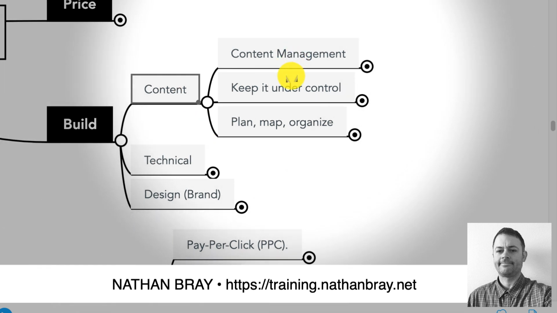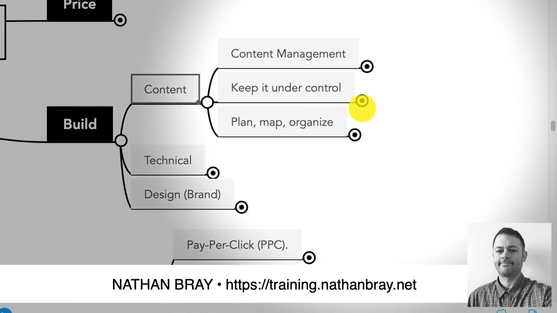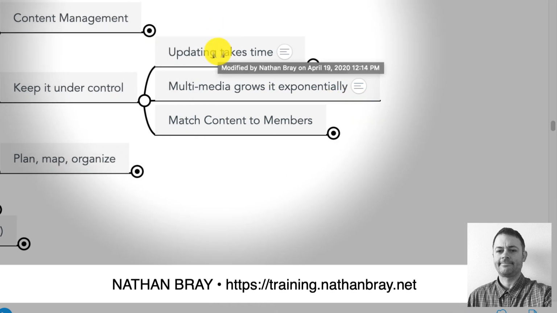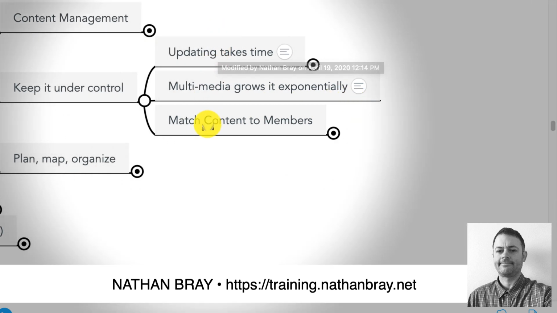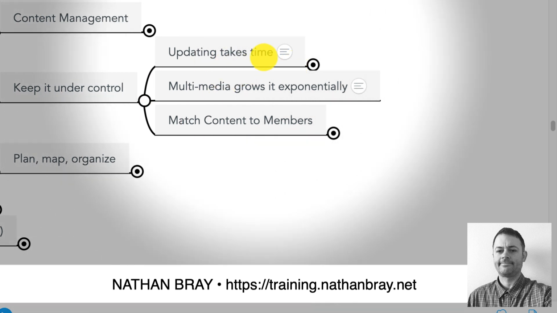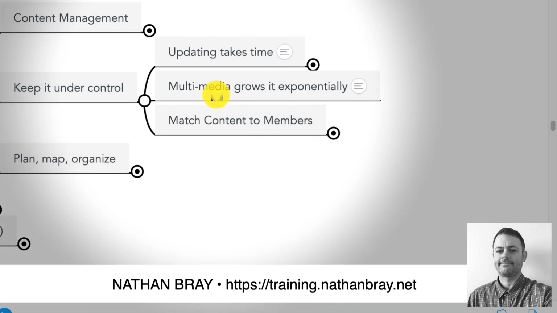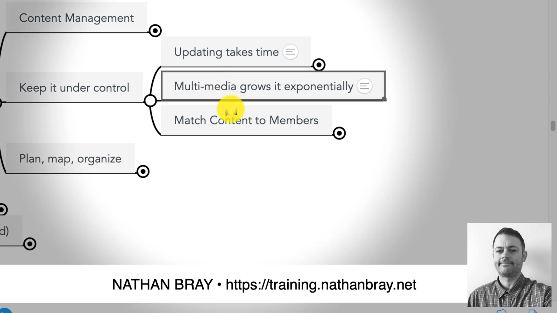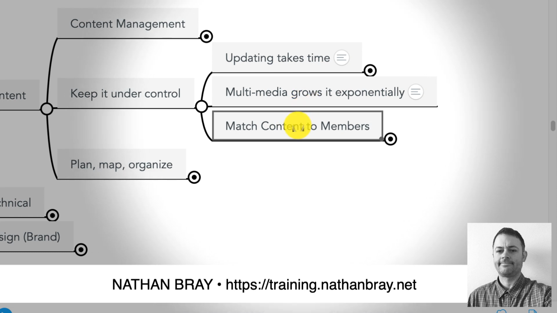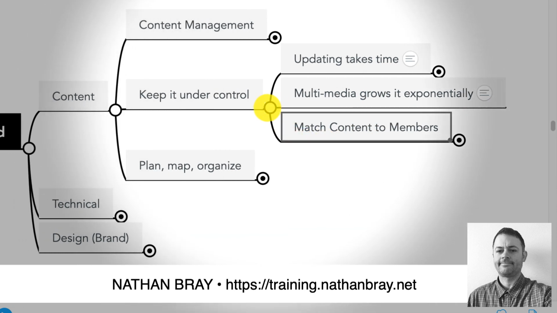I have some good information here as far as content management, some reasons why you should keep it under control, because creating content can get out of control. So I really believe you should do a lot of planning, mapping, organizing your content, so it does not get out of control, because updating it takes time. If you have multimedia, it's going to grow exponentially, and then you want to make sure that your content is matching to members, that you're not making promises that you can't keep, so that it's within your capacity.